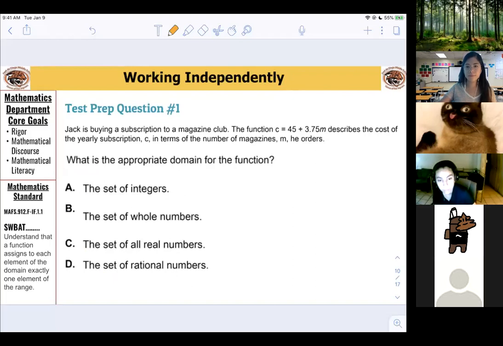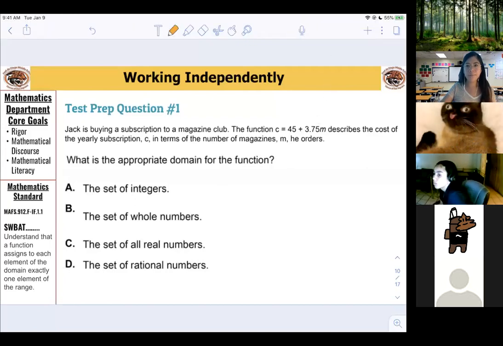Jack is buying a subscription to a magazine club. The function C equals 45 plus 3 and 7500ths M describes the cost of the yearly subscription C in terms of the number of magazines M he orders.